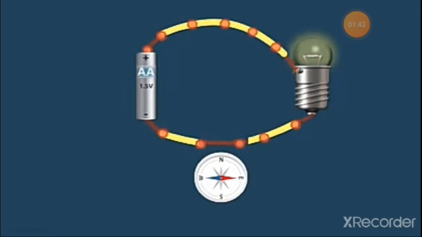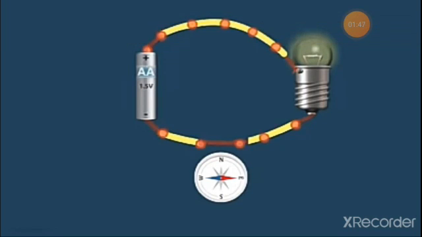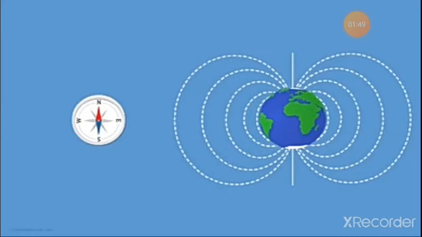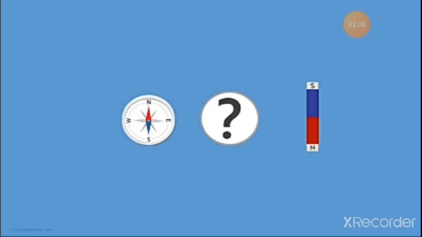Now we know for a fact that if we keep this compass at rest away from any other magnet, then it will align itself in the direction of Earth's magnetic field. That is, the red part will point in the north direction, while the other part will point in the south direction. What will happen if we bring any magnet near this compass?